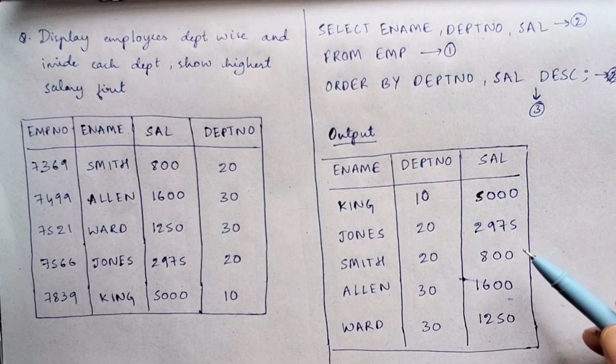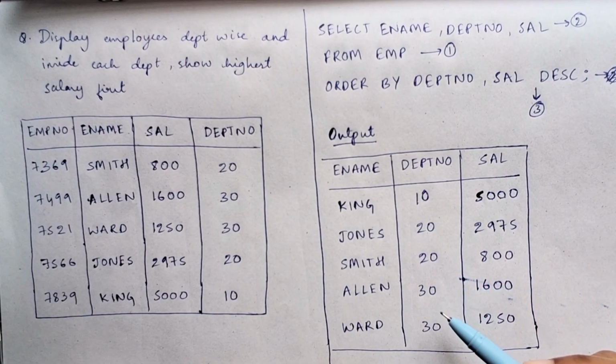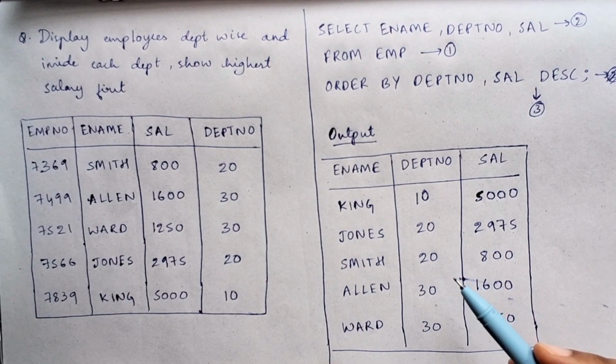So what we can conclude here, if the first column values are different, SQL does not check the second column, and it checks the second column only when the first column values are same.